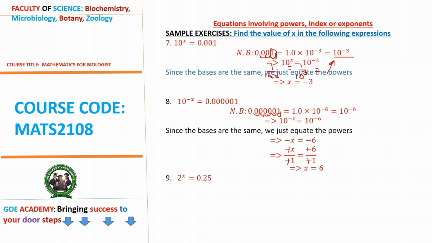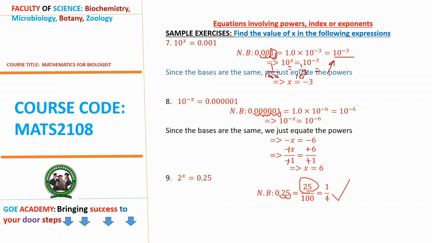Example 9. If we have 2 raised to the power x equals 0.25, observe that 0.25 can be written as 25 divided by 100. So from here, we move 1, 2 until we get the whole number portion. So this is just like 25.0, okay, 25.0 times 10 to the power minus 2, since we have moved 2 times towards the right. Or it can be written as 25 divided by 100, and it is the same as 1/4.